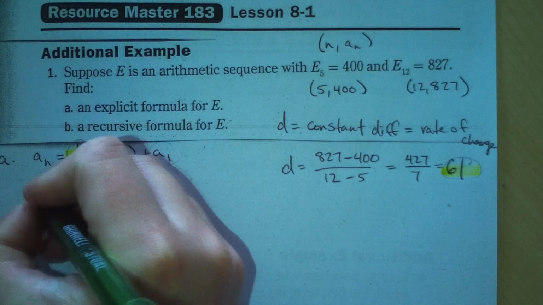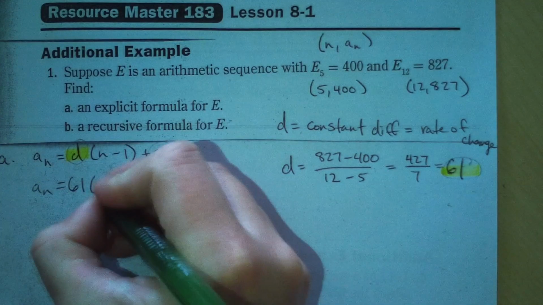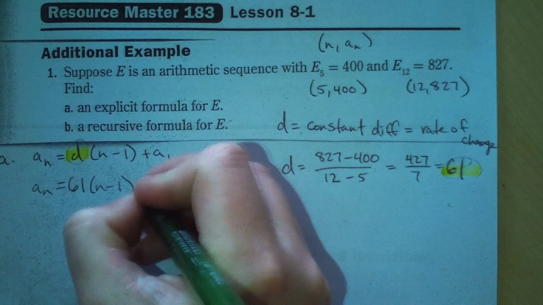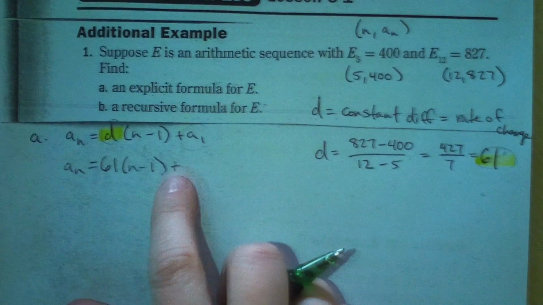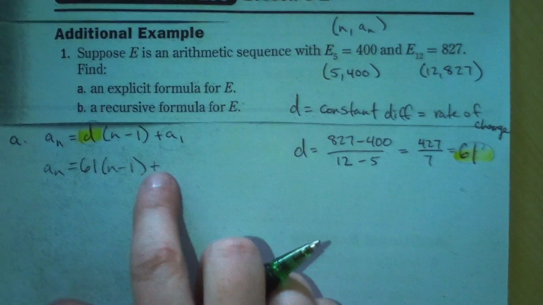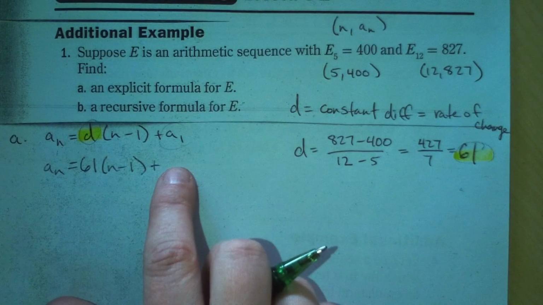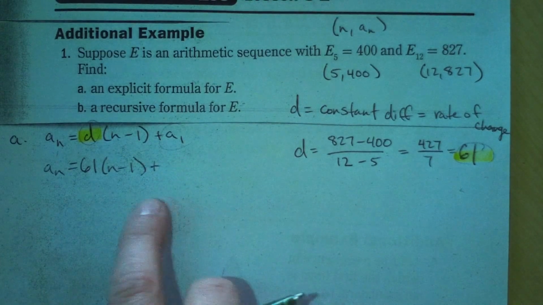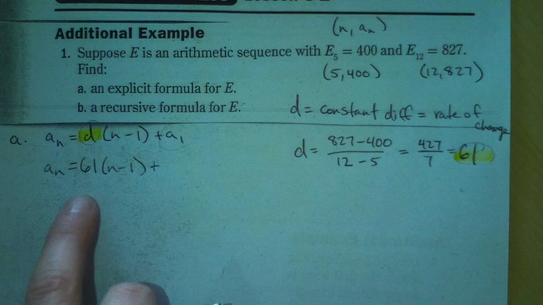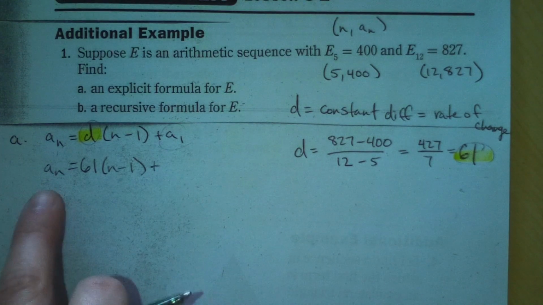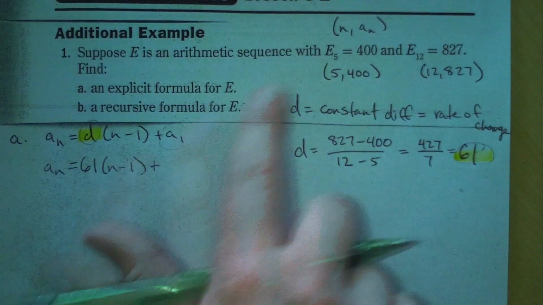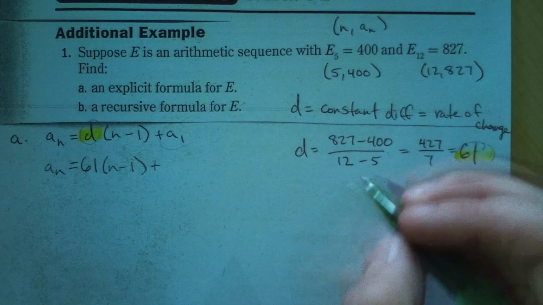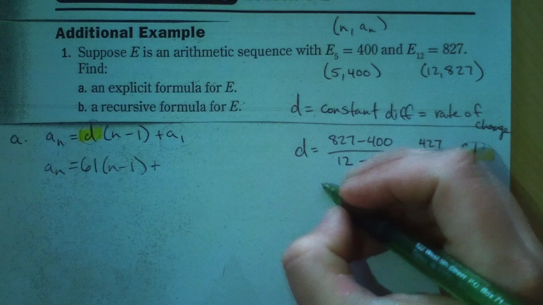Okay, so I'm going to put the 5 in for the n, and then I'm going to put the 400 in for the A sub n, because that's just going into that formula. Now that I have everything filled in besides one thing, I can solve for what that A sub 1 is. So 5 minus 1 would be 4, so 61 times 4, plus that A sub 1, is equal to our 400. 61 times 4 is 244.